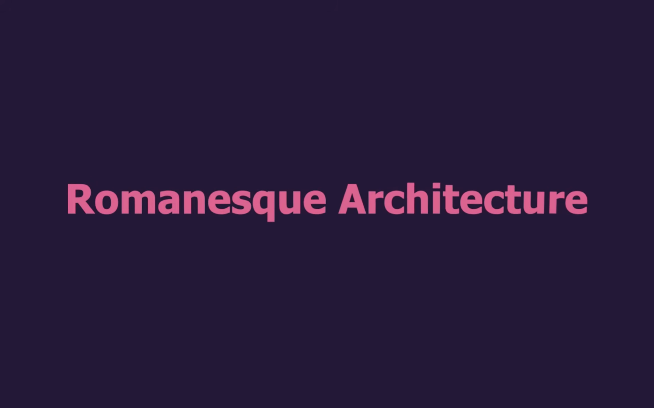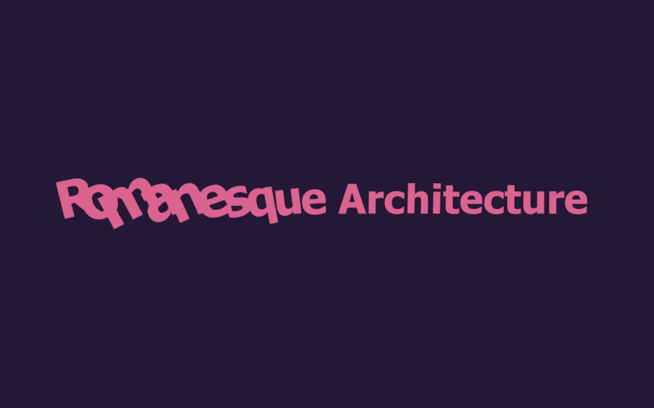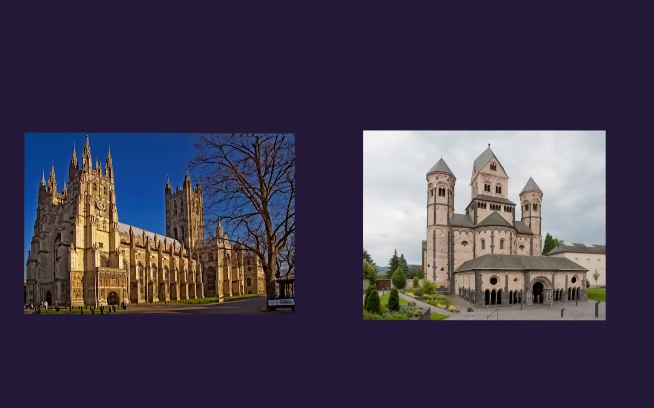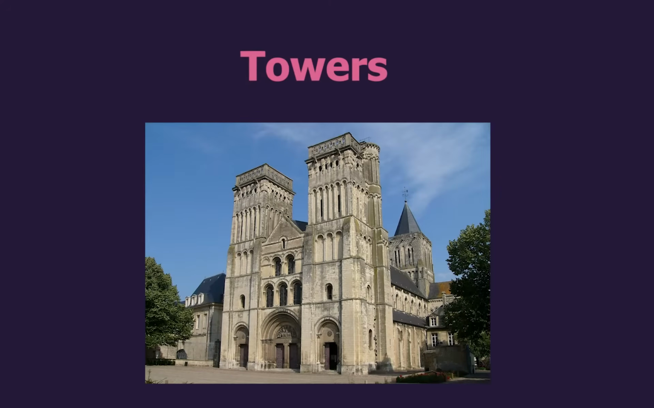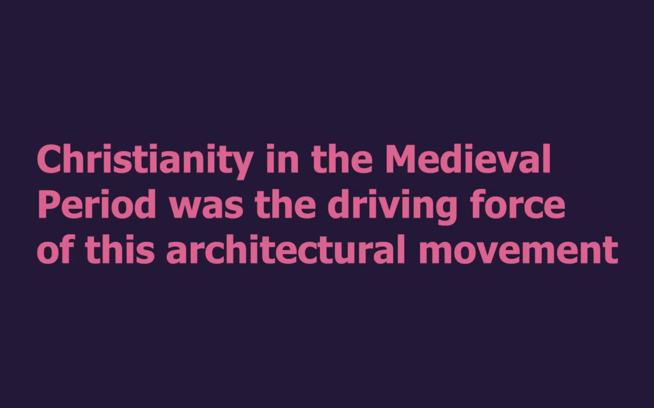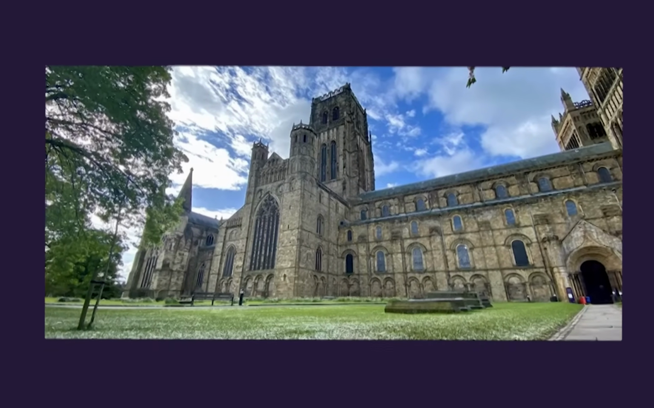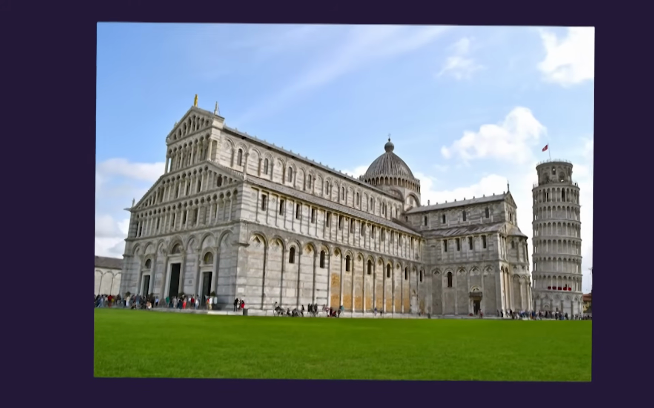Romanesque architecture. Romanesque architecture is a style of medieval Europe. This architectural style is characterized by a certain heaviness. Thick and heavy piers, narrow windows, stained glass, semicircular arches, and towers. Christianity in the medieval period was the driving force of this architectural movement, and most of the constructions under this movement were churches or castles. Examples of Romanesque architecture include the Durham Cathedral in England and the Cathedral of Pisa in Italy.